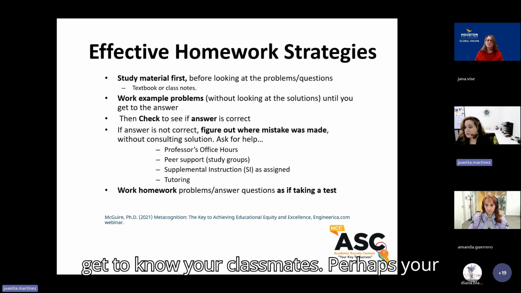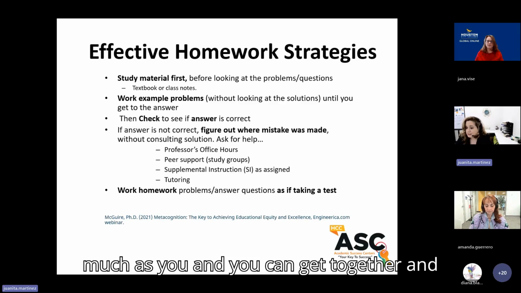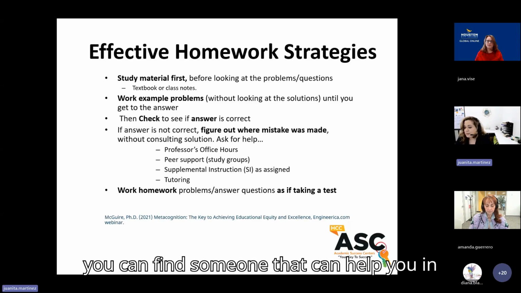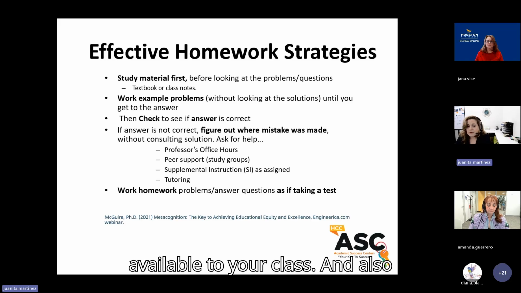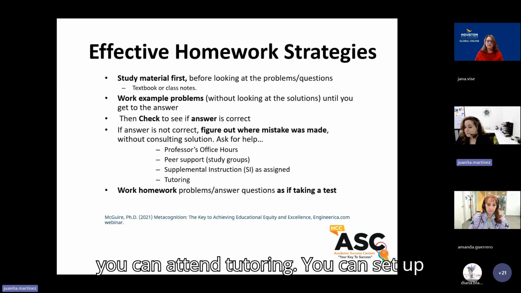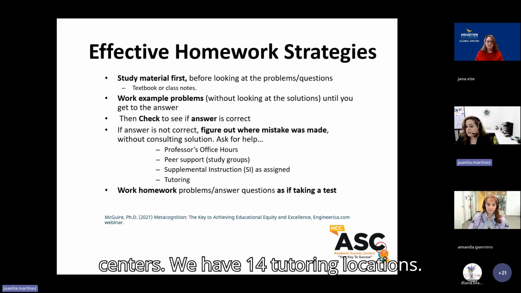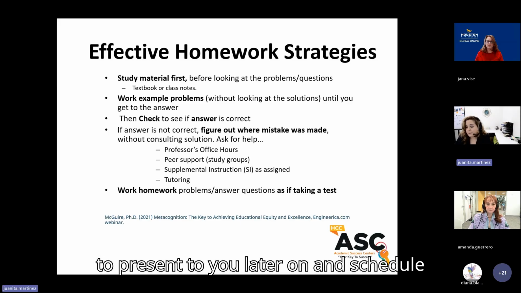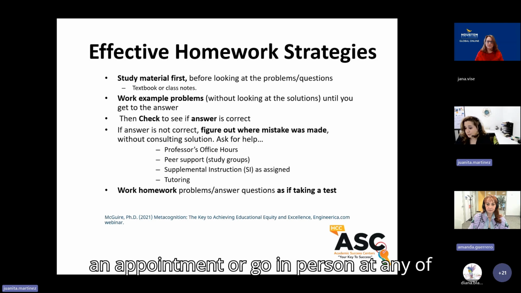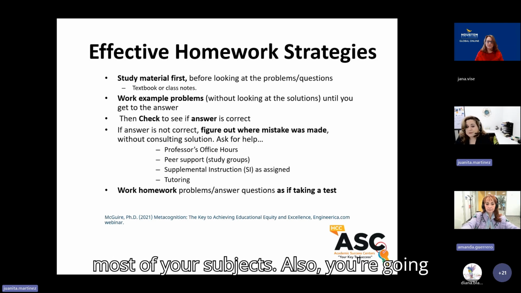Or you may get involved with your peer study support groups. So get to know your classmates. Perhaps your other classmates are struggling just as much as you, and you can get together and find someone that can help you in a group setting. You could also use supplemental instruction if it's available to your class. And also, you can attend tutoring. You can set up an appointment. We have 14 tutoring locations. You can call the number that we're going to present to you later on and schedule an appointment, or go in person at any of the locations to meet with a tutor for most of your subjects.